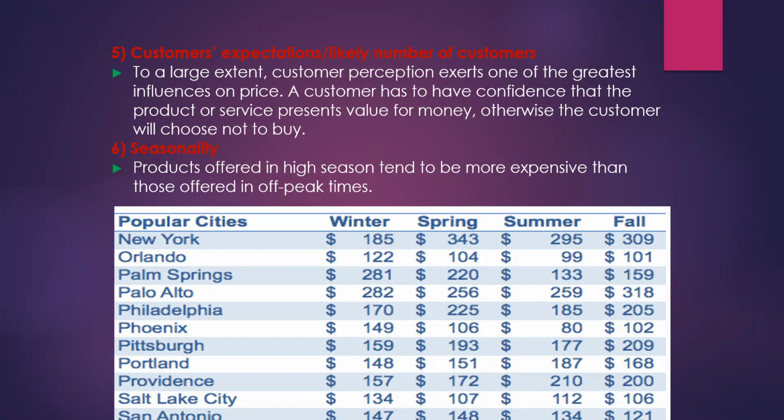6, seasonality. Products that are offered in high season tend to be more expensive than the ones that are sold in off-peak times. But we know high demand, high prices, low season, low prices. Okay? This is a simple case of supply and demand. In peak season, demand is high. Therefore, organizations do not have to entice the customers to use their product and service. But off-peak, demand is low. Supply is high, so special offers may be used.